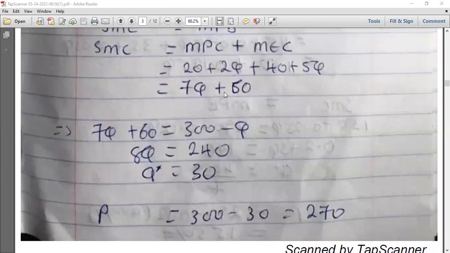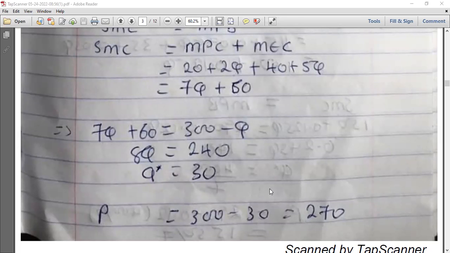Okay. Then from here, we equate 7Q plus 60 to the marginal private benefit, which is 300 minus Q. So 7Q plus 60 equals 300 minus Q. Grouping like things, you have 8Q equals 300 minus 60 is 240. We divide through by 8, we are getting 30. So you can call this Q star or Q efficient. That is 30. If you want price, 300 minus Q, so 300 minus 30, that's going to be 270.